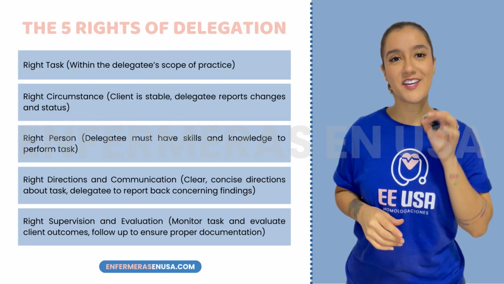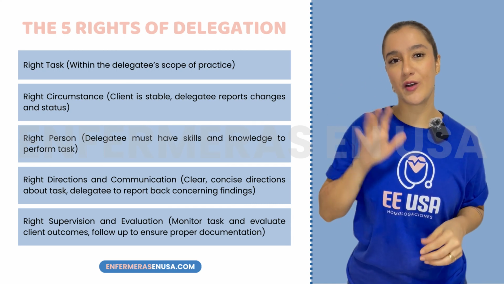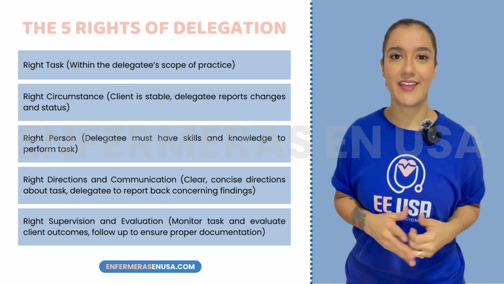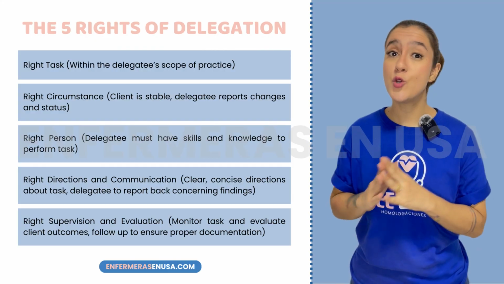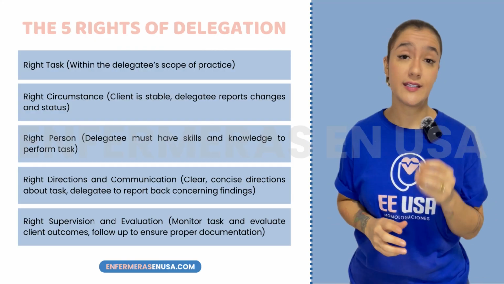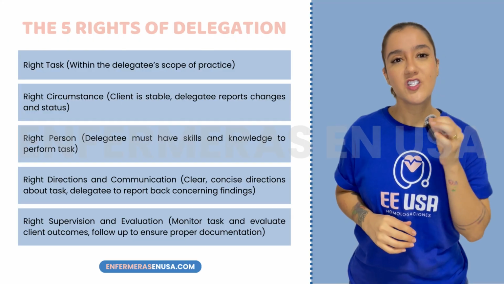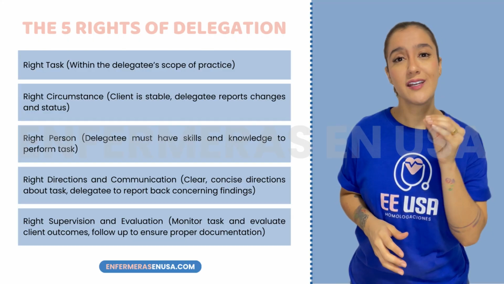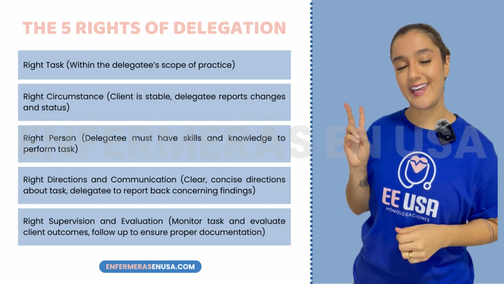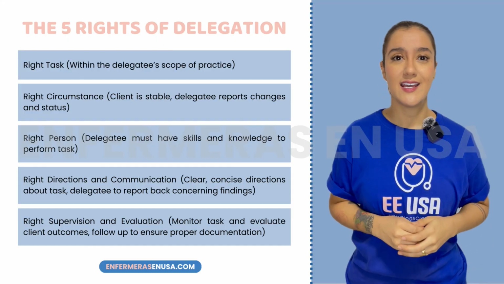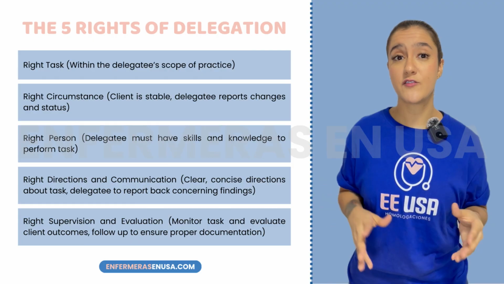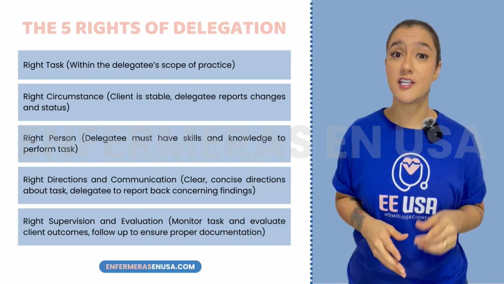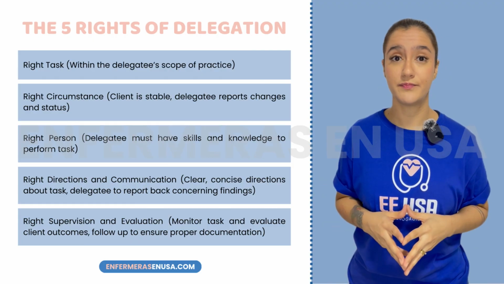The NCLEX emphasizes the so-called 5 rights of delegation. Let's break them down. First, right task. Only activities that do not require nursing judgment can be delegated. For example, checking capillary blood glucose in a stable patient. Second, right circumstance. The clinical situation must allow delegation. Taking vital signs from a critical postoperative patient is not the same as from a stable one.